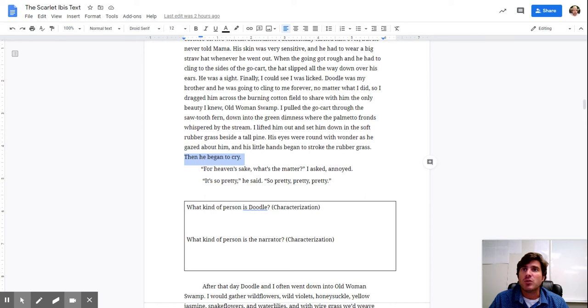The narrator takes him to Old Woman Swamp. It's just the name of a swamp. Think of it as like a pond, right? We don't have swamps here in California, not really. But think of it as a pond. And this is the most beautiful place our narrator knows. And Doodle begins to cry. Why are you crying? It's so pretty. What does that tell you about his character? It tells me that Doodle is a sweet, sensitive child who appreciates the opportunity to be here. He loves the beauty of it. All right.